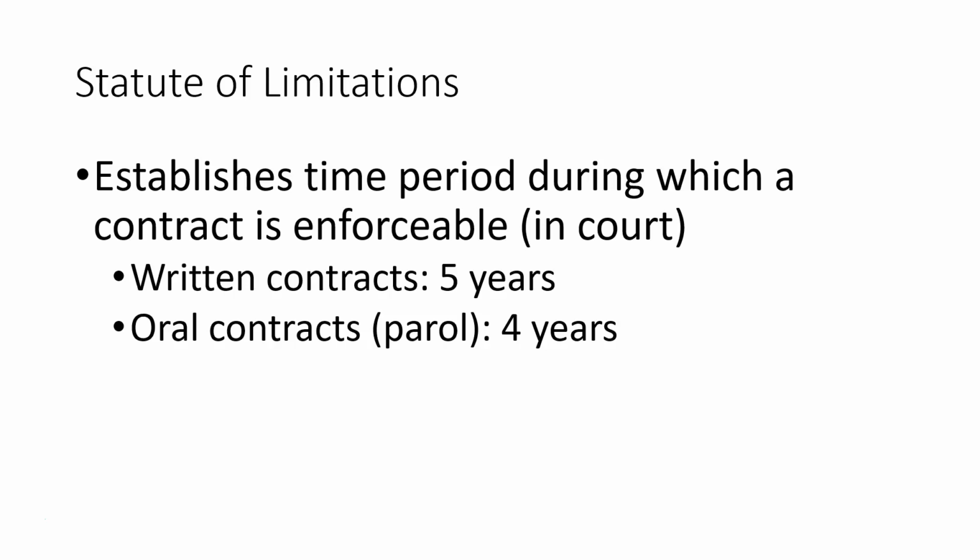There's also a statute of limitations, which means you can't be held to a contract forever and ever. If it's a written contract, it's 5 years. If it's an oral contract, it's 4 years. We also call oral contracts parol or parole contracts.